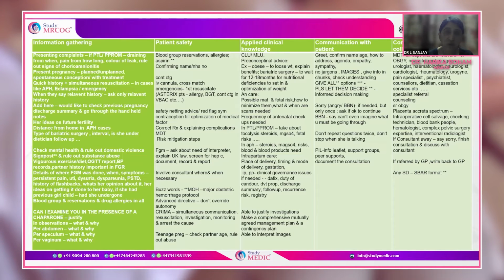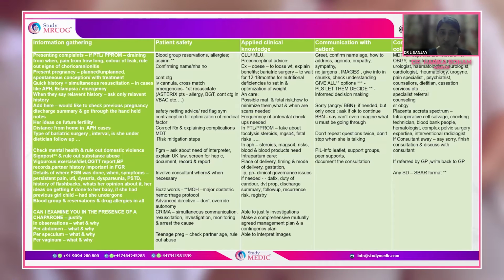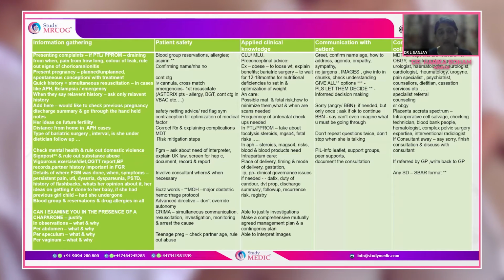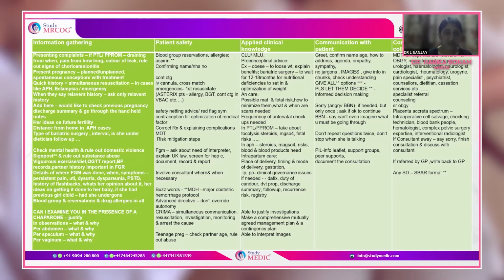Now coming to the second domain, the second important domain is patient safety. In patient safety, the first important thing we talk about is allergies, drug allergies, and then talking about the blood group and reservations. These two are very important. When indicated, yes, we ask if the woman is on aspirin or not, and if the woman is not on aspirin at less than 16 weeks, it is important to start the aspirin.